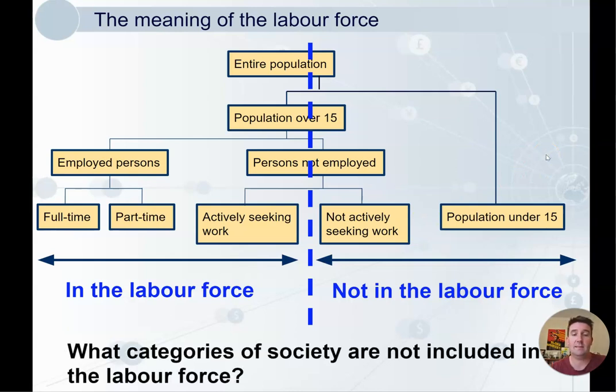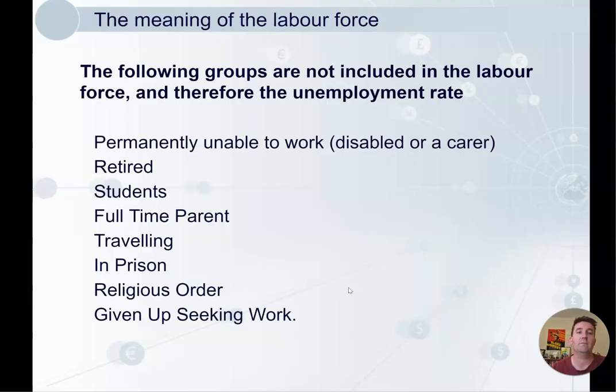So there are a bunch of people, categories in society that aren't included in the labour force, and it might be easier to look at them as separate categories rather than as part of this, just to really get our head around who is and who isn't included. So these groups, not included, so not part of the unemployment rate, permanently unable to work. So you might be disabled, you might be a carer, a full-time carer for a family member, right? If you're retired, doesn't count. Full-time student, doesn't count. Full-time parent, you're probably not looking for work, so stay-at-home mum or dad, they're not counted.